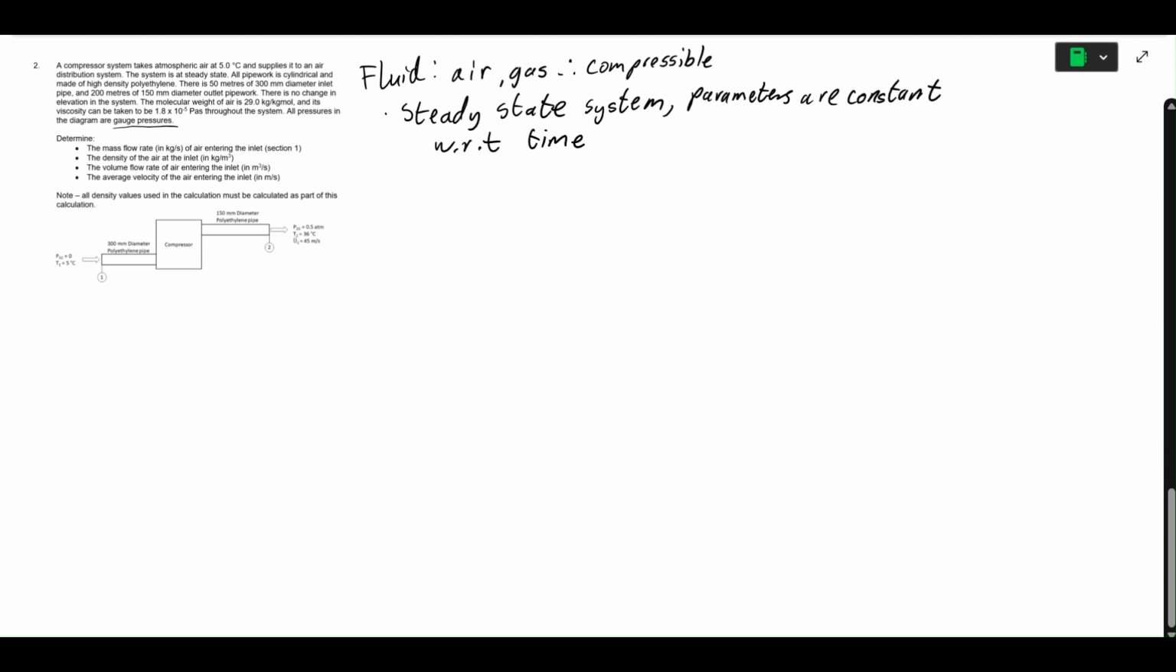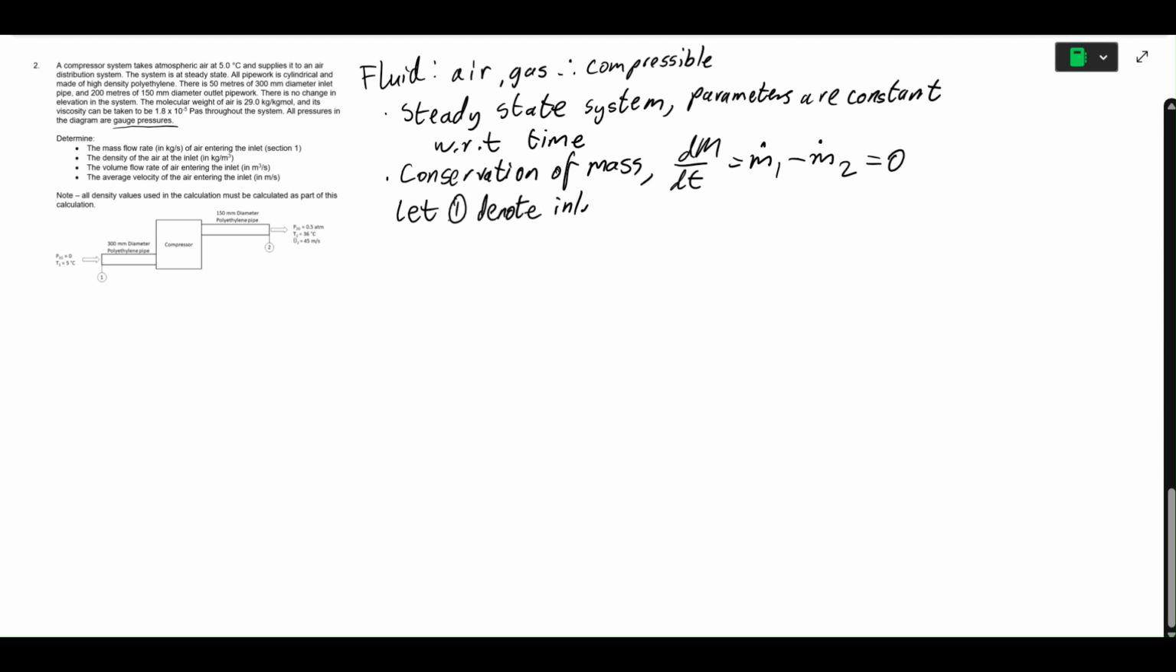We've said it's a compressible fluid, it's steady state, and the main principle we're going to use here is the conservation of mass. So dM/dt, I'm using big M to denote mass, is equal to, and I'm denoting little m with a dot on top to denote mass flow rate, which is equal to 0. Let 1 denote inlet, 2 denote outlet, just to keep life simple.